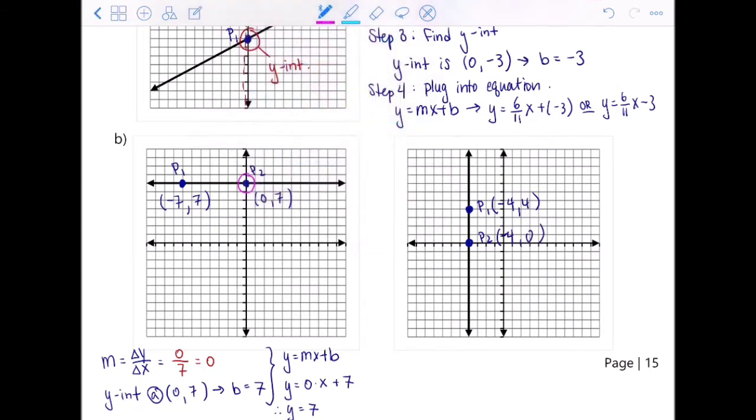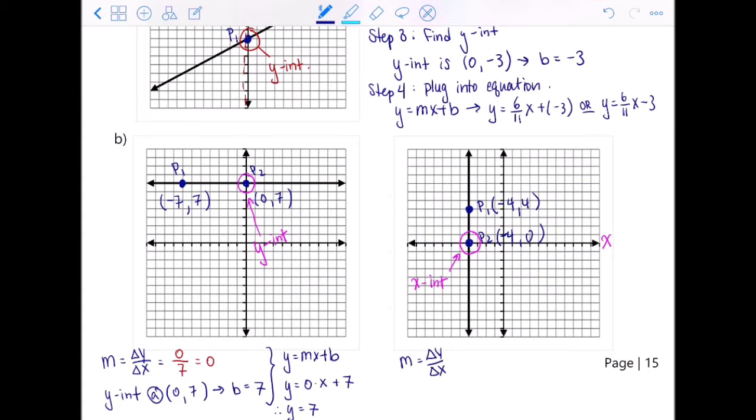By the way, notice that this point from the previous example was the y-intercept. But this time, because this is on the x-axis, this is called the x-intercept. Step number 2, we're trying to find slope. Slope is delta y over delta x, so change, like the rise over run.